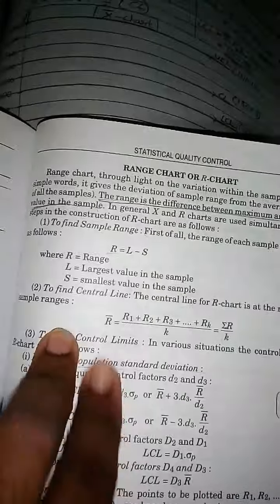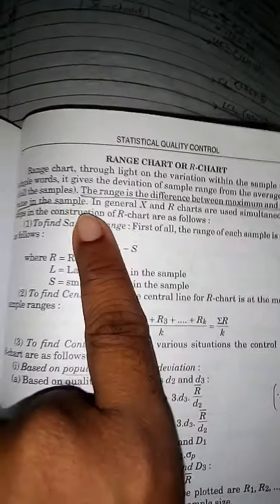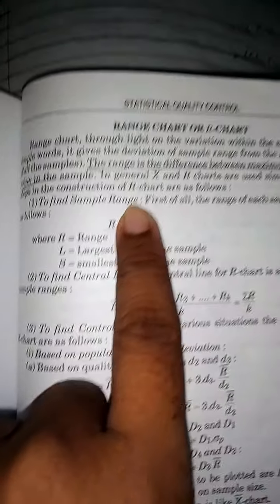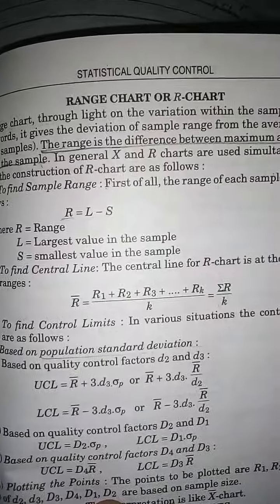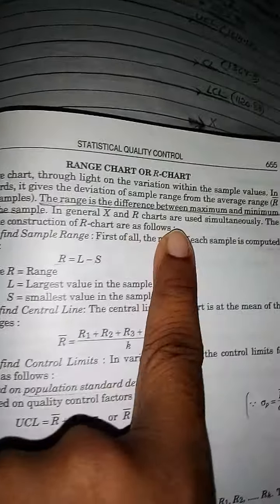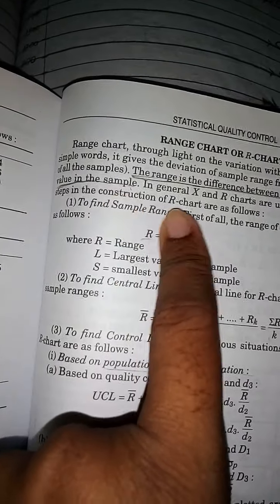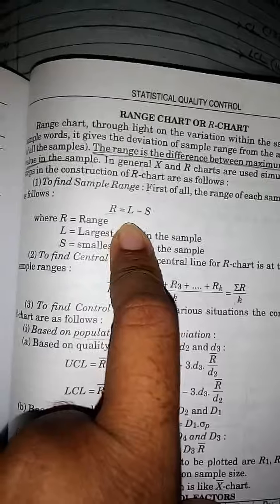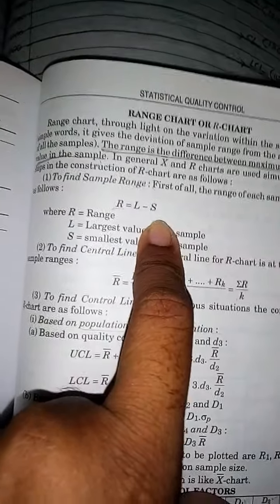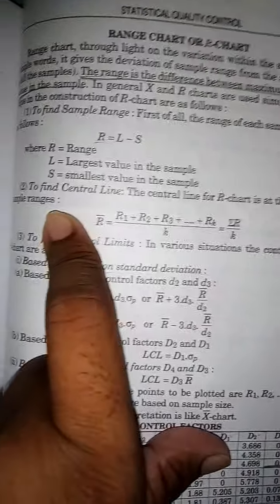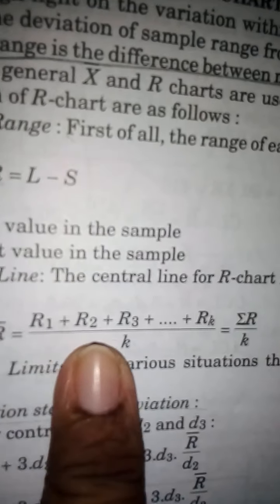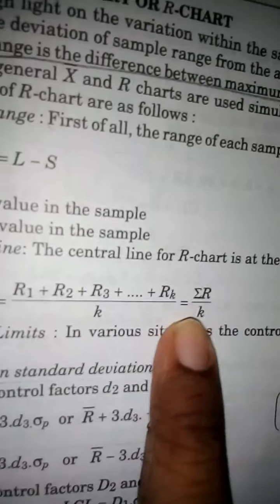Now we can go through the range chart or R chart, the second formula to calculate control charts for variables. The range is the difference between the maximum and minimum value in the sample. As we know, if we need to calculate the R chart, the range equals the maximum value minus the smaller value, where R is the range. To find the central line, R bar equals R1 plus R2 plus R3 divided by K, that is sigma R by K.